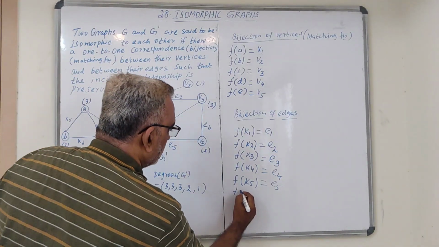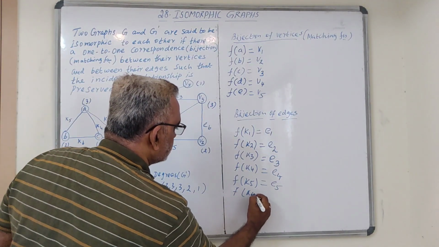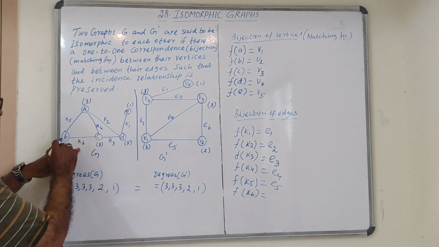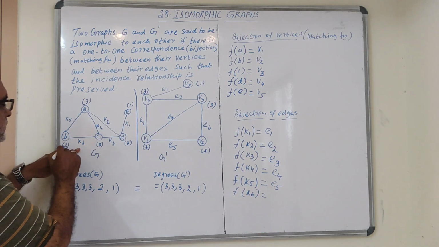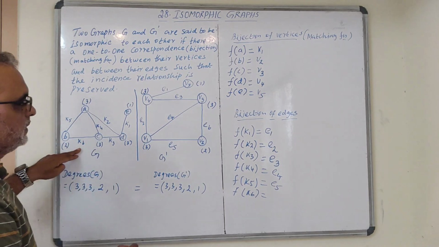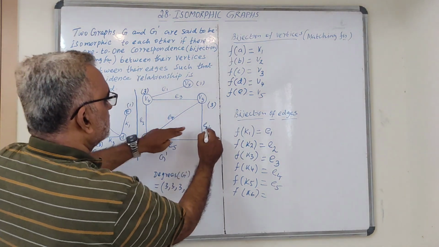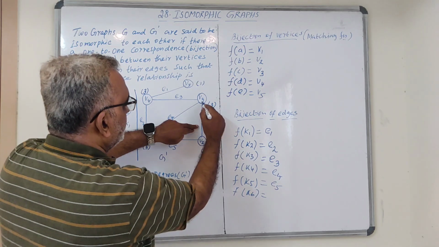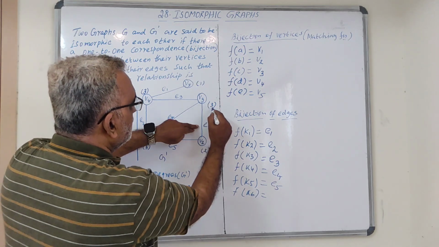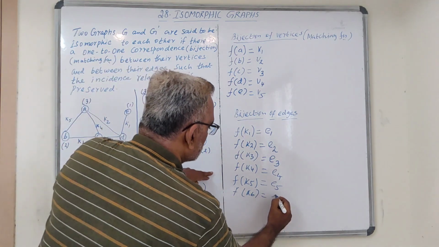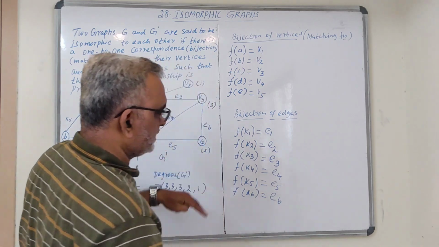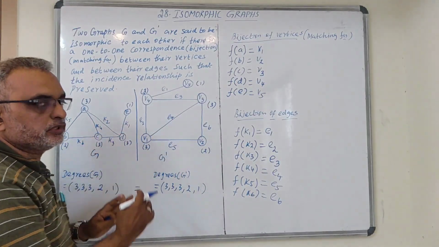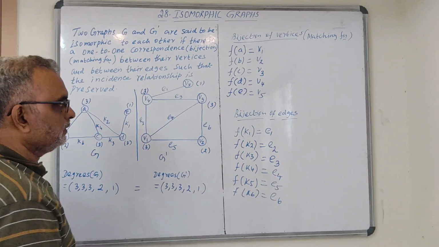Similarly, for edge K6, K6 is connecting the vertices B and C. Their degrees are 2 and 3. Similarly, consider E6. E6 is connecting two vertices, V2 and V3. The degrees are 3 and 2. So that is E6. I compared the degrees of both the graphs, both are equal.